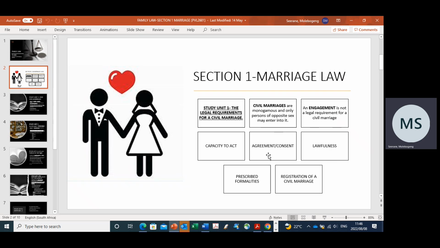Which means, for example, if you are a man marrying your wife, or a woman marrying your husband, you cannot marry your mother-in-law or your father-in-law. Or if your spouse comes with their child from a previous relationship, you cannot marry that child.